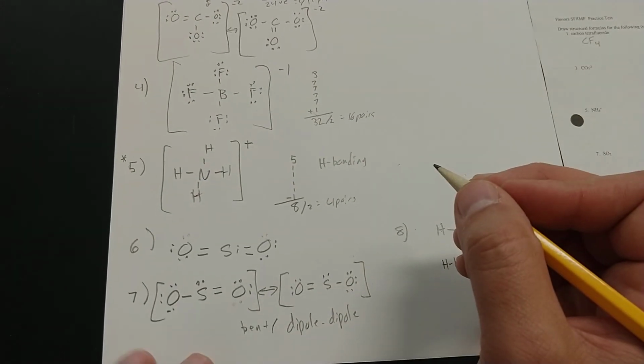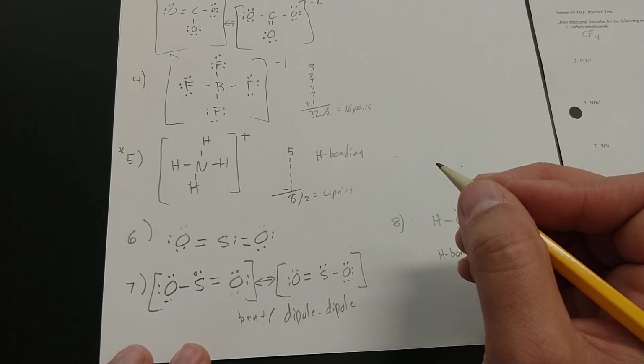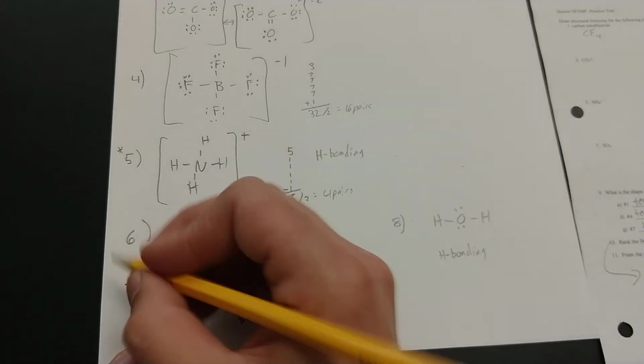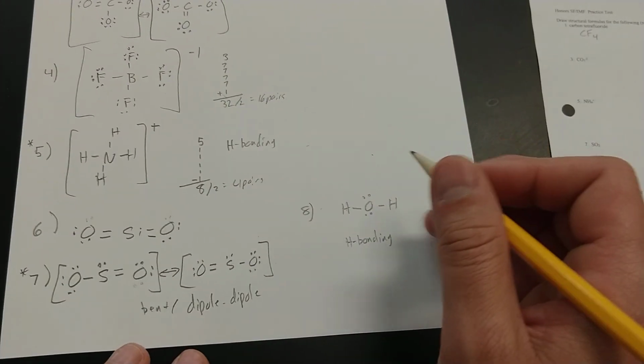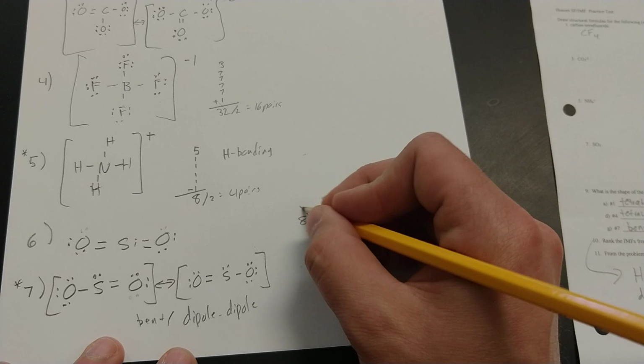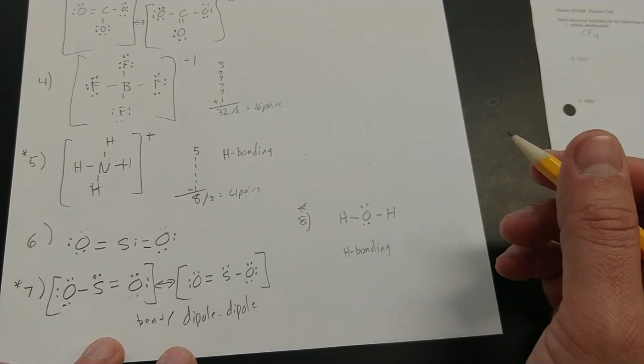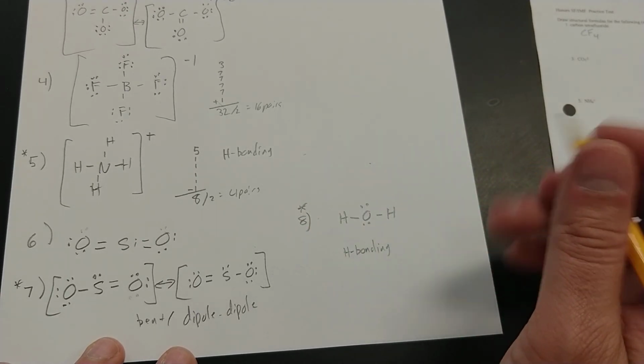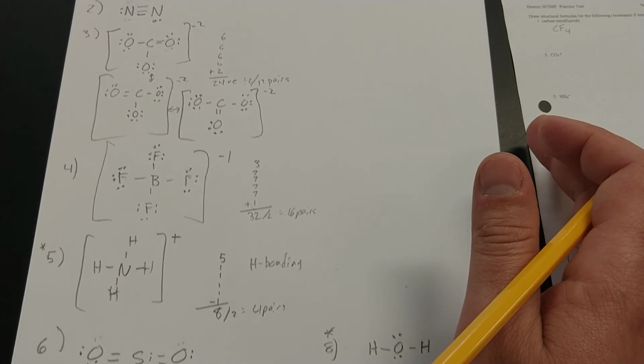we have number 5, that would be capable of hydrogen bonding. Number 7 would be capable, that would be polar. Number 8, that one would also be polar. All right. And that's the end of the worksheet.